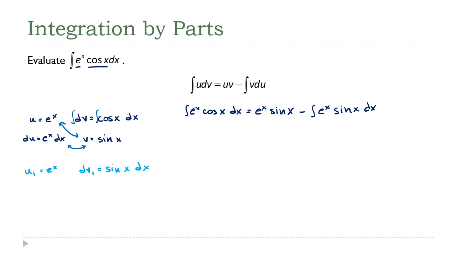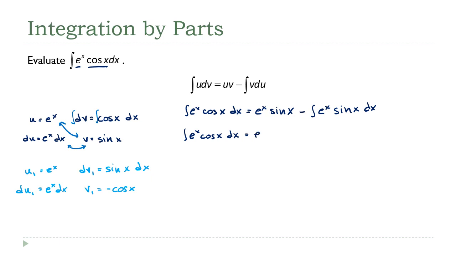And now we'll do our integration by parts. du1 is equal to e to the x dx, and if we integrate both sides here, v1 is equal to negative cosine of x. All right, so we put those two things into our formula. I'm going to have the integral of e to the x cosine of x dx. I'm writing that over again for a reason. I'm going to want to see that over there on the left-hand side in just a minute.